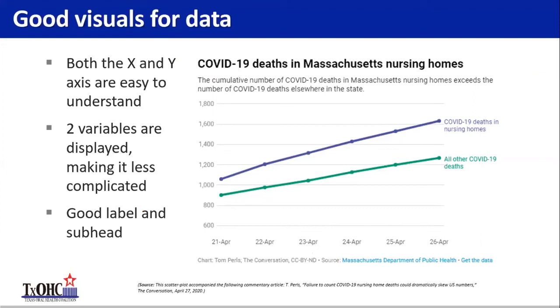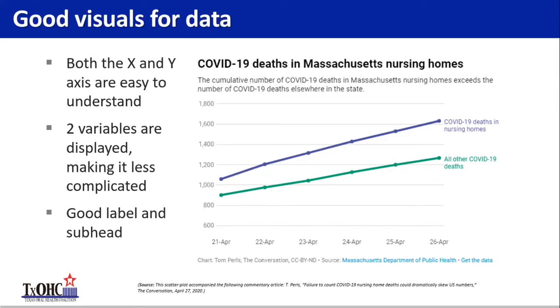I think this is also a good visual for data. The X and the Y axis are pretty easy to understand. This is the number of COVID deaths in nursing homes. You see the dates. They tracked it day by day. This was back in late April in Massachusetts. It makes it pretty uncomplicated. They only are throwing two variables at you.